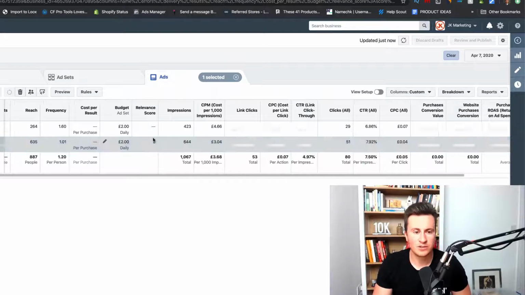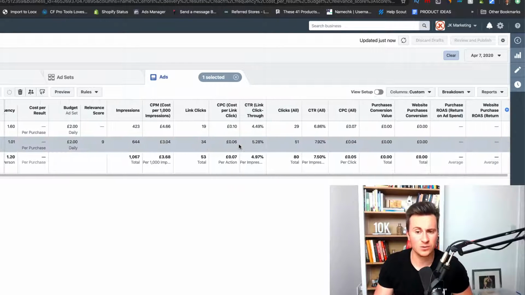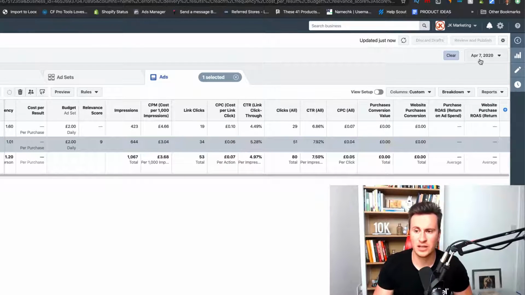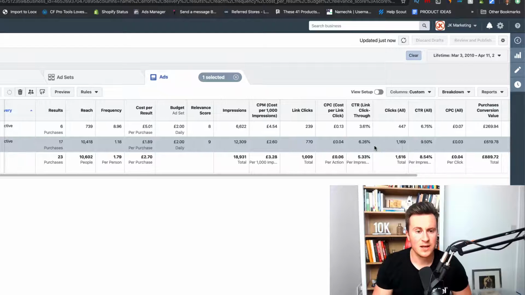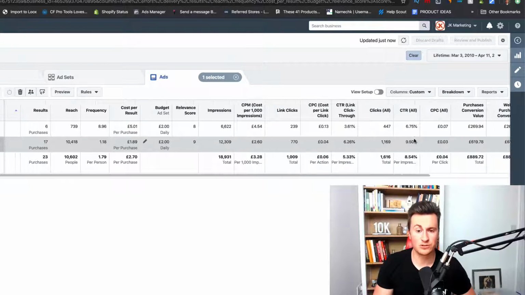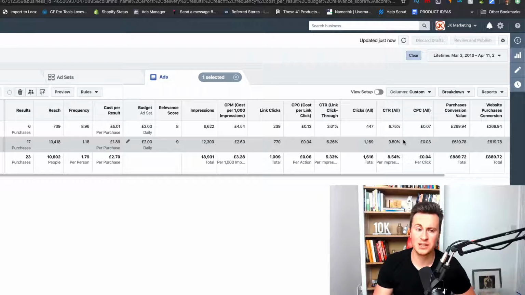One thing to point out is the relevance score for this particular ad set has been pretty high and consistent all the way through, which is obviously a really good thing. And then if I just put this to lifetime, have a look at the results since I started running these ad sets. I've had 23 purchases, £2.70 per purchase on average, which is crazy cheap even for me. However, during these current times, if you get the right products, these kind of results are achievable.